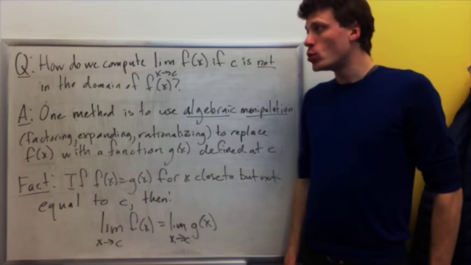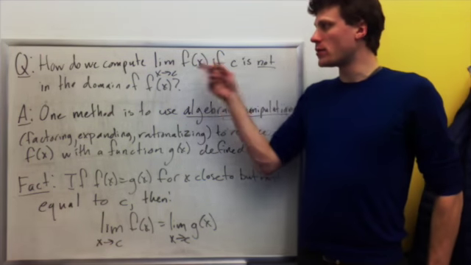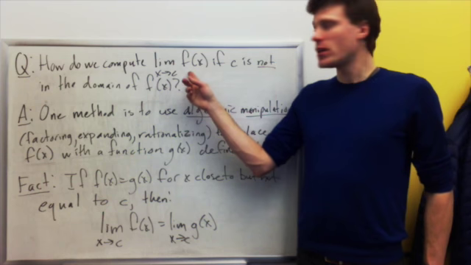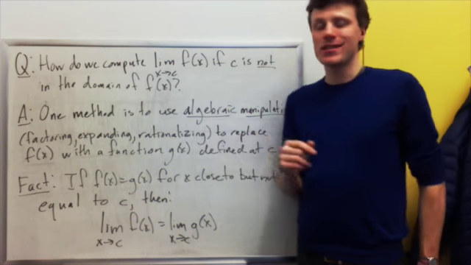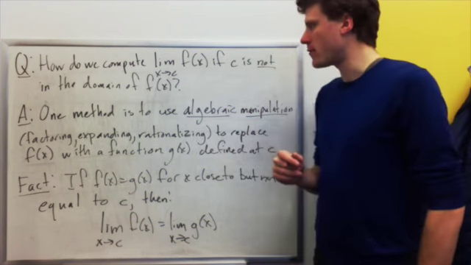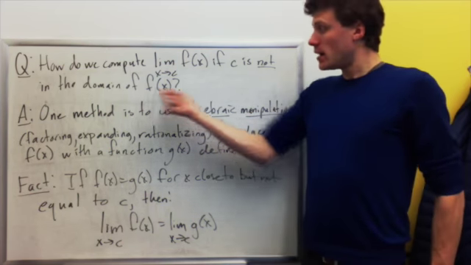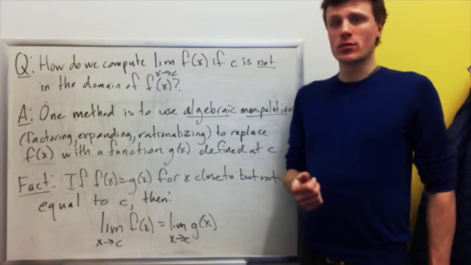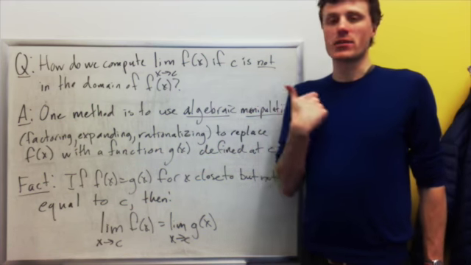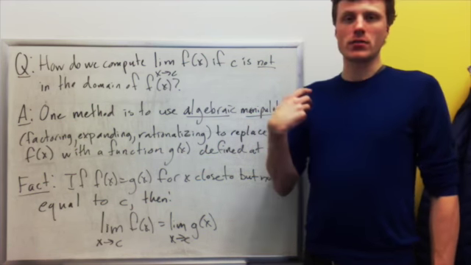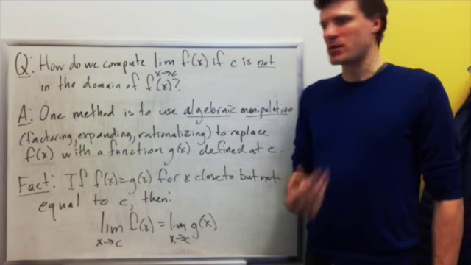So what do we do if we are trying to evaluate the limit as x goes to c of f of x if c is not in the domain of f of x? That is, we sit down and we try to just plug c into f of x, and we run into a problem because we're either dividing by 0, taking a square root of a negative number, something like that.